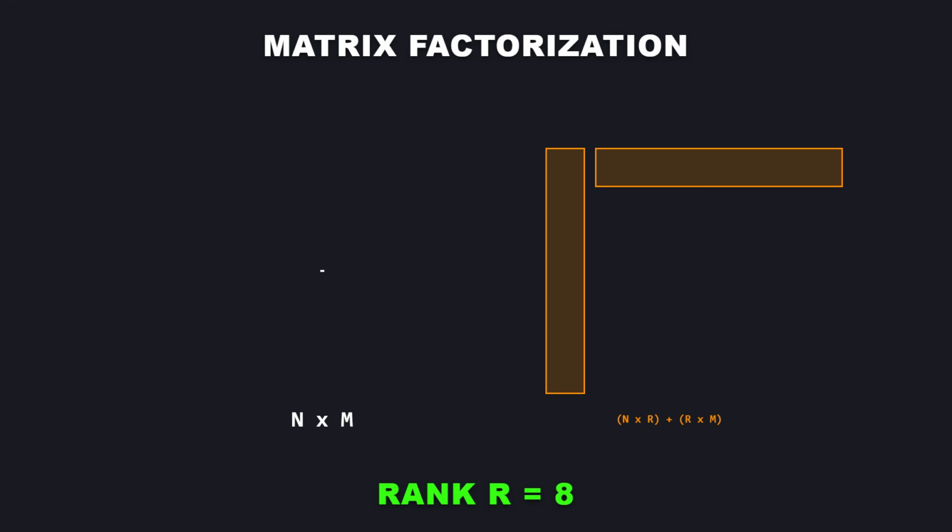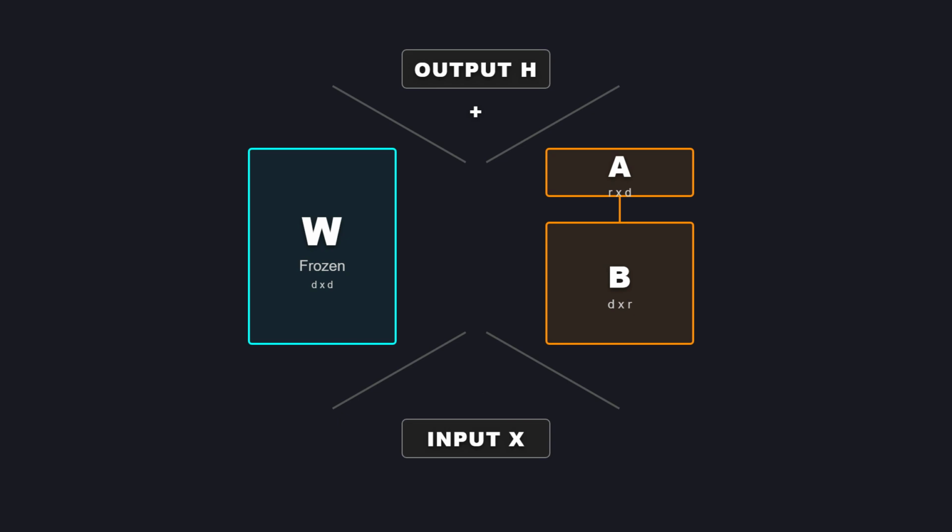Instead of learning n times m parameters, we learn n times r plus r times m. R is the rank, typically set very low, like 4 or 8. This drastically limits the total parameter count. The full weight matrix W remains frozen during the entire training process.